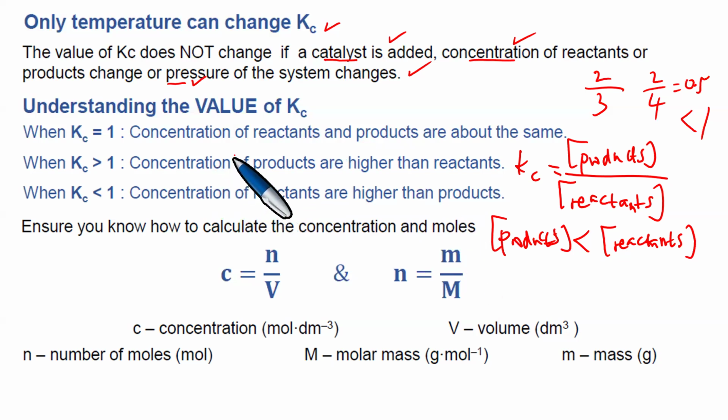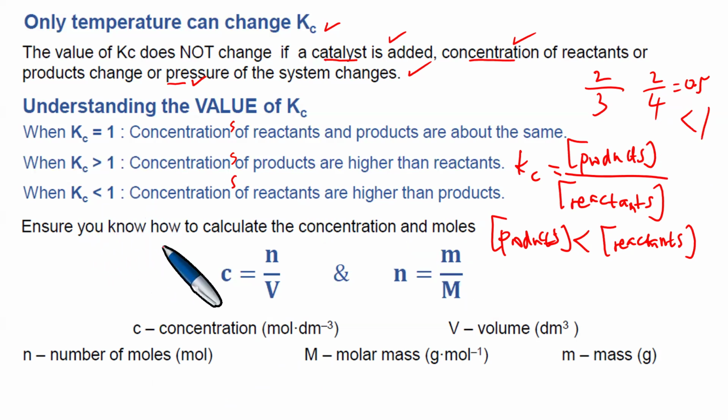So you can even put a sign here to mean concentrations of reactants and products are both the same. Concentrations of products are higher than reactants. Concentrations of reactants are higher than products. If the concentration of reactants is higher than products, your denominator is bigger. With a bigger denominator, like 2/4 or 2/3, the answer is going to be 0 point something, which is smaller than 1.